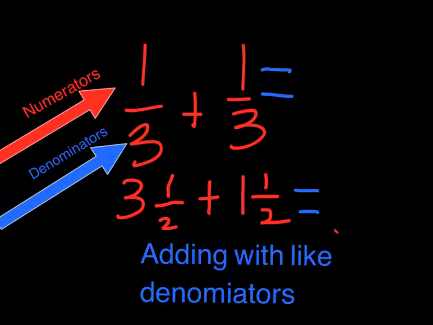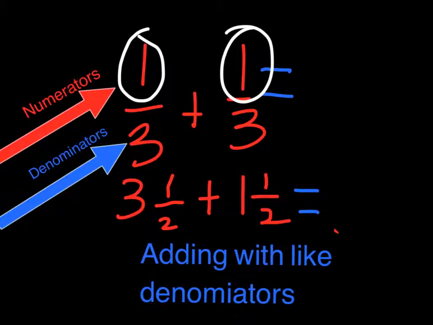When you add fractions, you only add the numerators and the denominators stay the same. In my first example, I did 1/3 plus 1/3 and 1 plus 1 equals 2. So 2/3 is the answer.